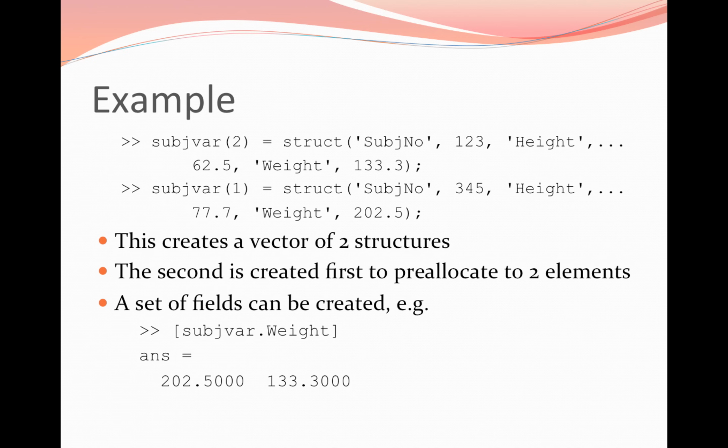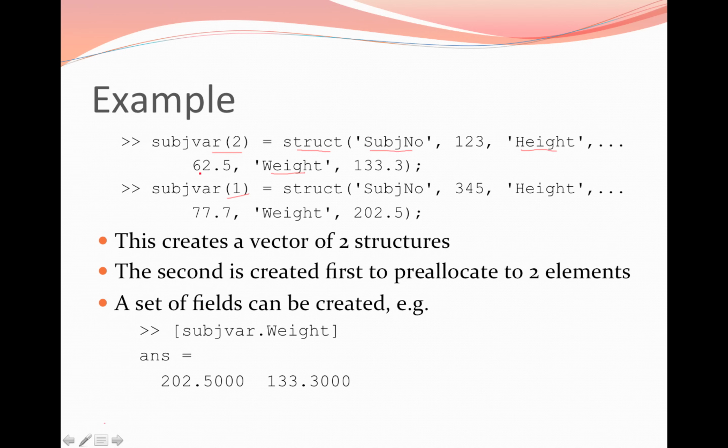For example, I'm going to create a vector of structures for two subjects for this medical experiment. Each of the structures is going to have three fields: subject number, height, and weight. So we create a vector, first of all, with the second element. The reason we do that with the second element first is that that will pre-allocate this vector of structures to have two elements. And then I create the first element, sub1, again as a structure that has three fields for the subject number, the height, and the weight.